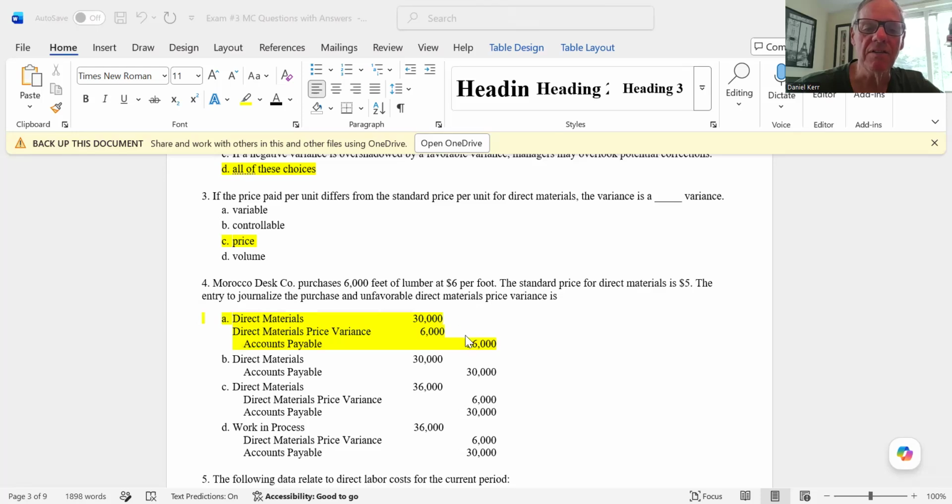And the $6,000 would be accounted for as a direct materials price variance. So it's a debit to direct materials price variance, and a credit to accounts payable. So the correct answer there is A.